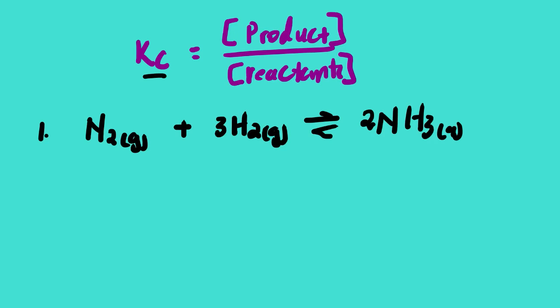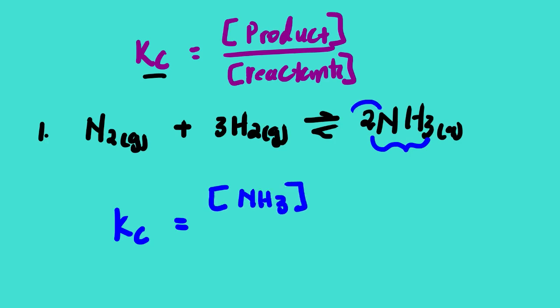So we say Kc is equals to the concentration of the product divided by the concentration of the reactants. So we are going to have Kc is equals to, now we look at our product, it's ammonia. So we are going to put the concentration of ammonia. And then this coefficient will be our power. So we are going to put this coefficient here, power 2. All divided by the concentration of nitrogen.